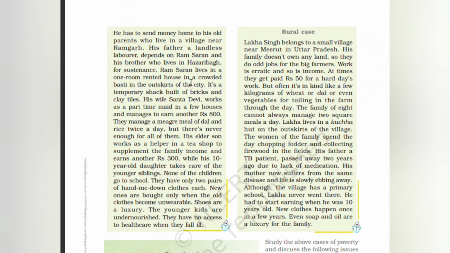For sustenance, Ram Sharan lives in a one-room rented house in a crowded basti on the outskirts of the city. It's a contemporary shack built of bricks and clay tiles. His wife, Shanta Devi, works as a part-time maid in a few houses and manages to earn another rupees 800. They manage a meager meal of dal and rice twice a day. But that's never enough for all of them. His elder son works as a helper in a tea shop to supplement the family income, earning another 300 rupees, while his 10-year-old daughter takes care of the younger siblings.